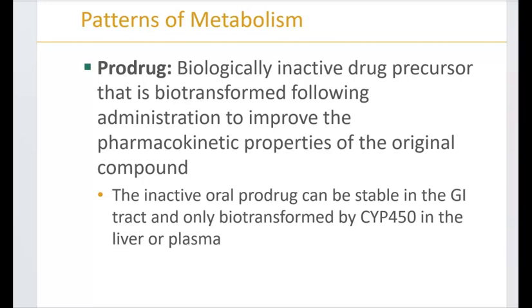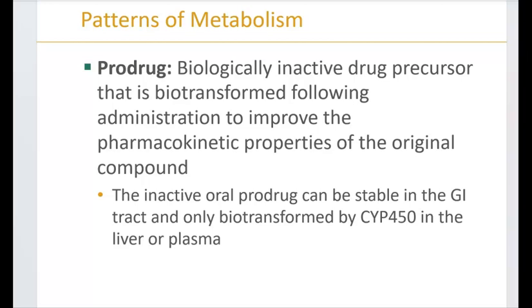When it was realized that inhibition of the CYP3A4 could result in toxicity and death in some patients, terfenadine was withdrawn and we replaced it with fexofenadine, which is its active metabolite. Other prodrugs are pharmacologically inactive, and they rely then on that biotransformation to an active metabolite.